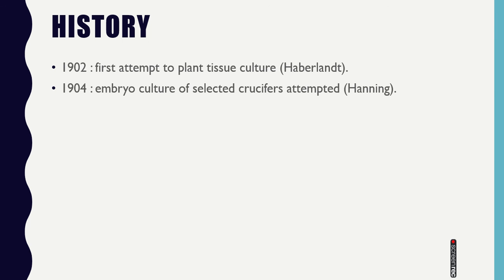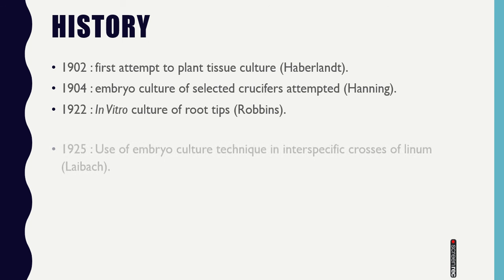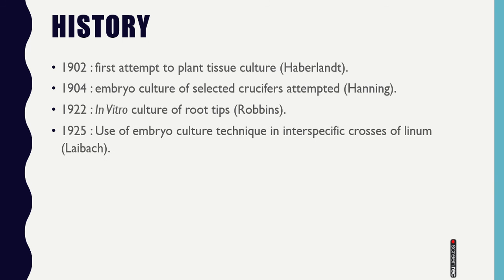Now about the history of plant tissue culture. In 1902, the first attempt at plant tissue culture by Haberlandt. In 1904, embryo culture of selected crucifers attempted by Hanning. In 1922, in vitro culture of root tips by Robbins. In 1925, use of embryo culture technique in interspecific crosses of Linum by Laibach.